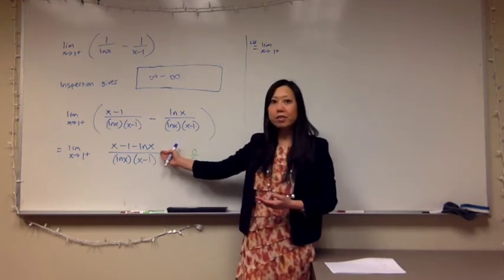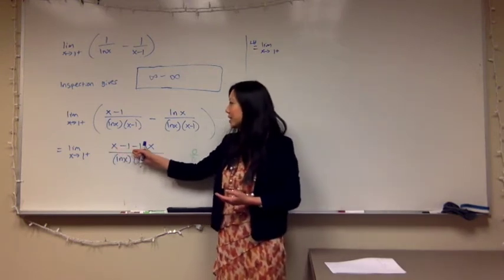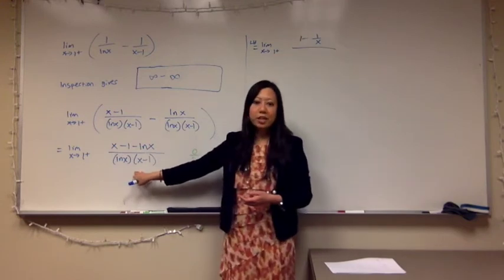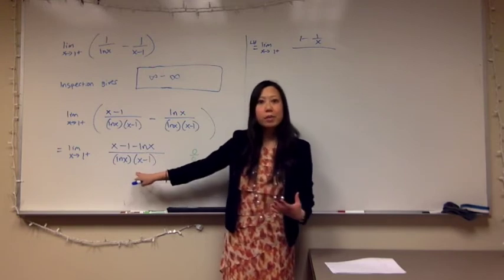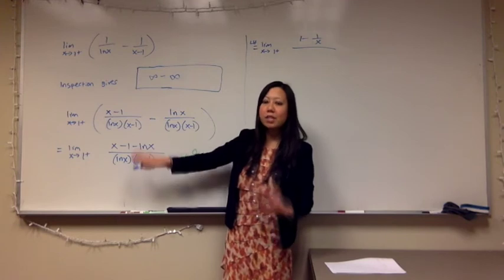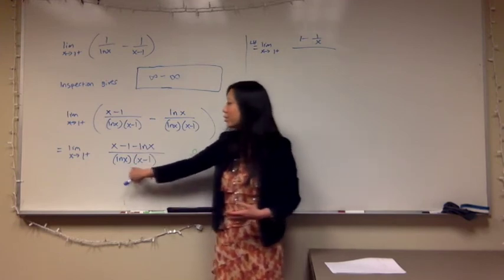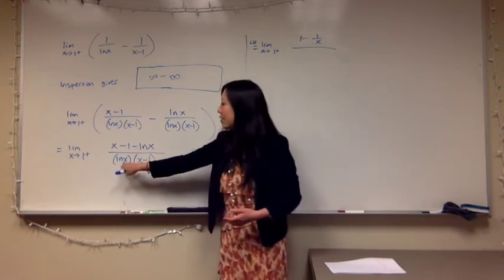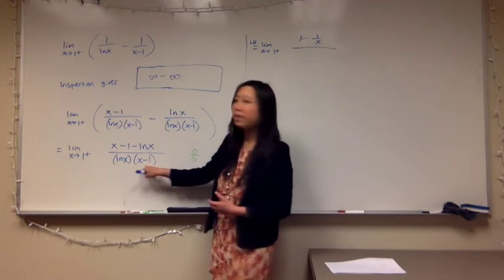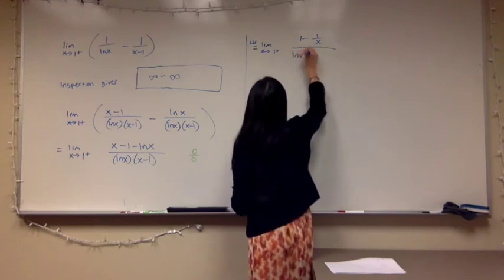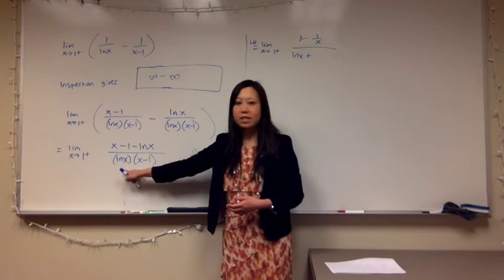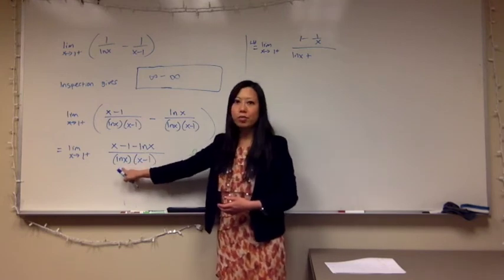I take the derivative of the numerator, which is 1 minus 0 minus 1 over x. The derivative of the denominator, remember to do product rule. And again, remember with L'Hopital, we're not doing quotient rule, so be careful there. We're just taking the derivative of the top divided by the derivative of the bottom. So the derivative of the bottom, we do product rule. I have ln x times the derivative of x minus 1, which is just 1, plus x minus 1 times the derivative of ln x. So x minus 1 times 1 over x.